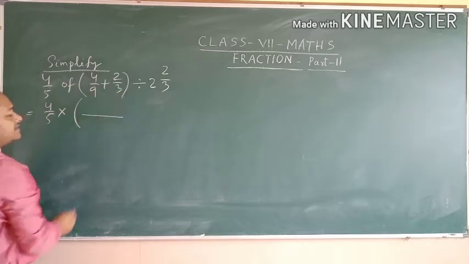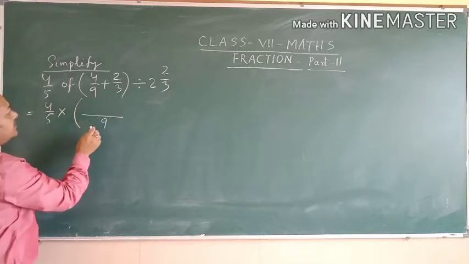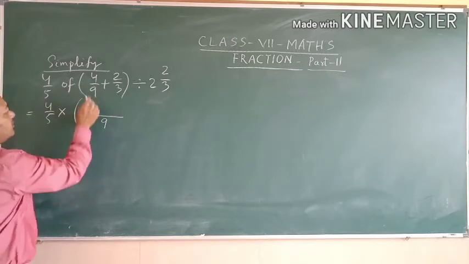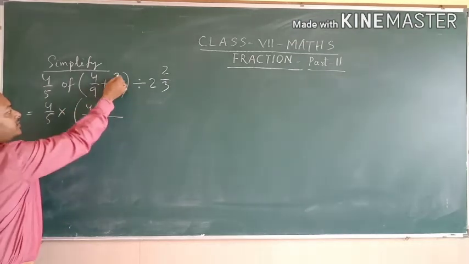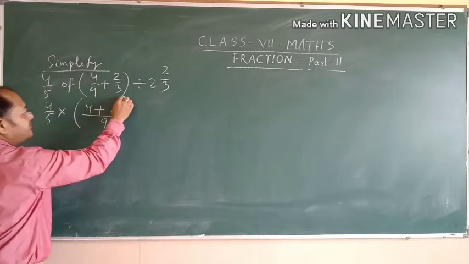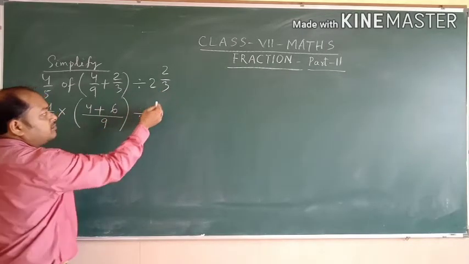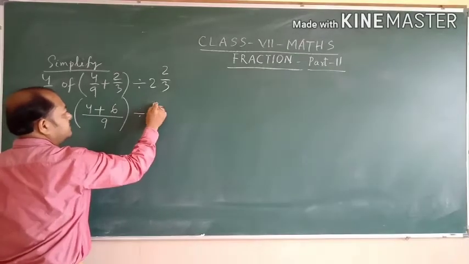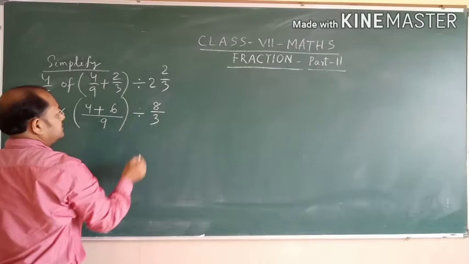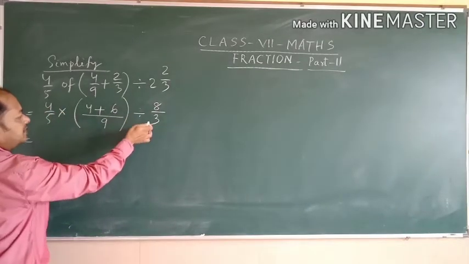What is the LCM of 9 and 3? It is 9. 9 divided by 9 is 1, 1 into 4 is 4, plus 9 divided by 3 is 3, 3 into 2 is 6. Divided by, here make it an improper fraction. 2 times 3 is 6, 6 plus 2 is 8, so 8 upon 3.